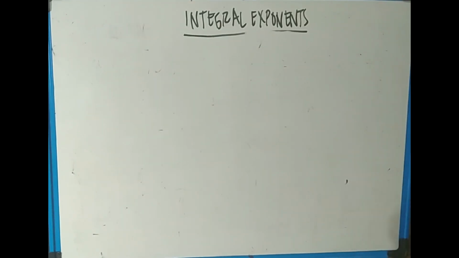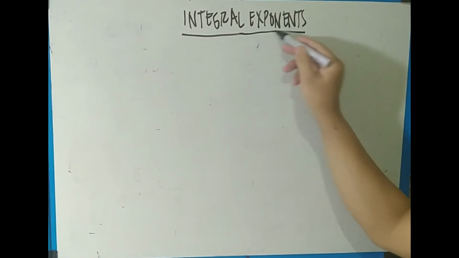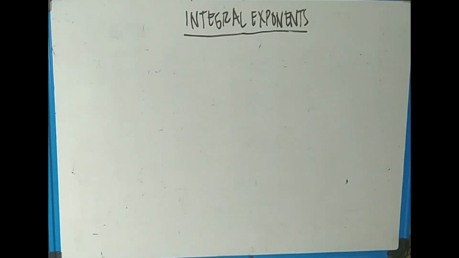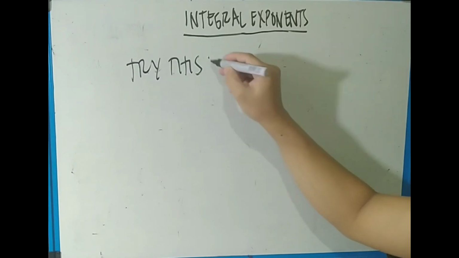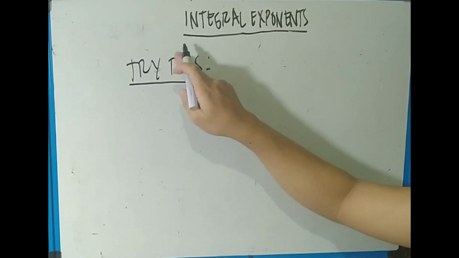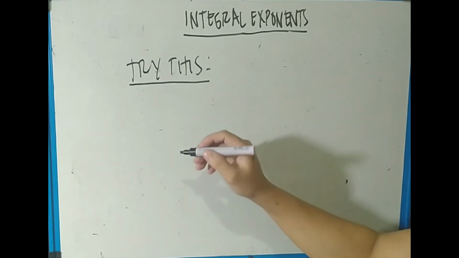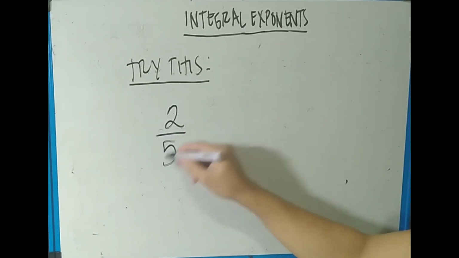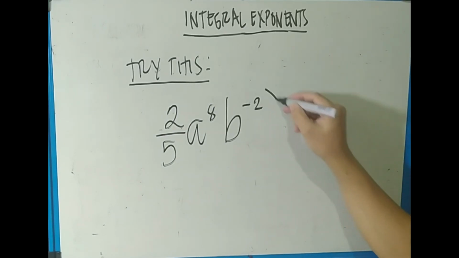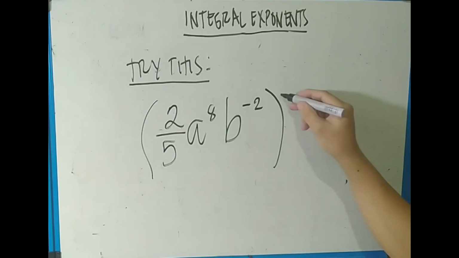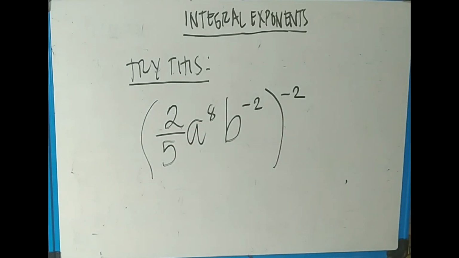Okay, that's it guys for the integral exponent. I hope you learned something from this video. So let's test your learning. Kung meron kayo natutunan, let's try this one. If you solve for this answer, please comment your answer down below. Okay, so try this. We have, let's say for example, 2 over 5, a raised to 8, then b raised to negative 2, then we have an exponent of negative 2. Okay, so you have to try this one.